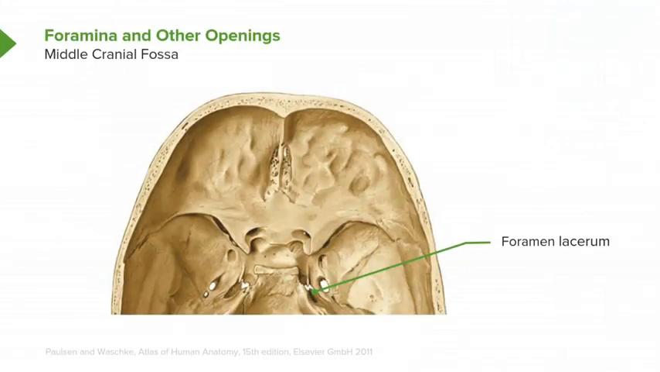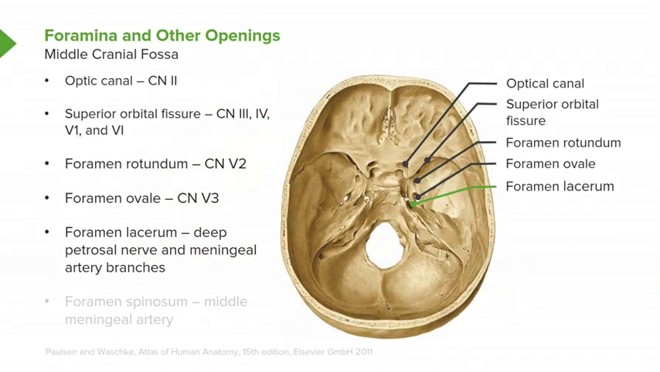The next opening to point out is the foramen lacerum. It is located right in through here. See that opening there? It transmits the deep petrosal nerve and the meningeal artery branches.